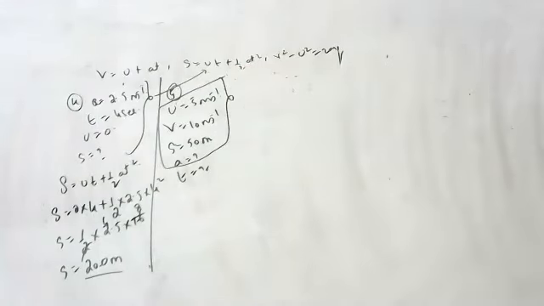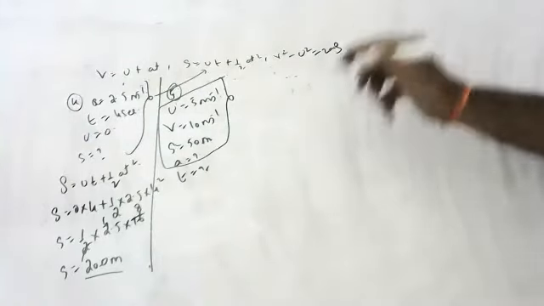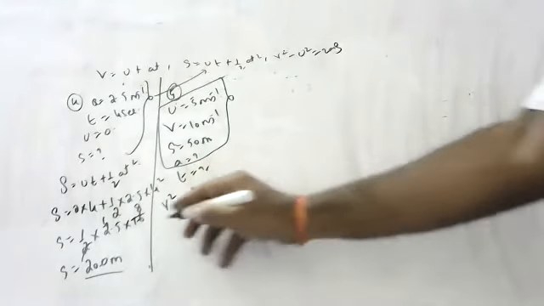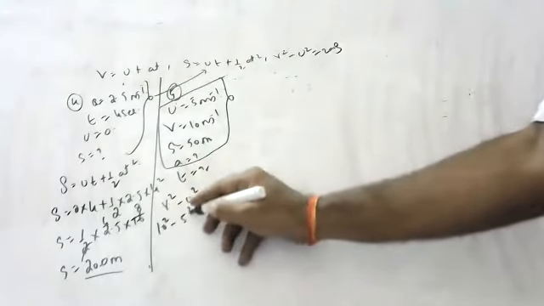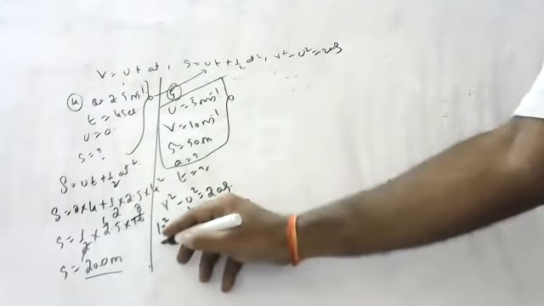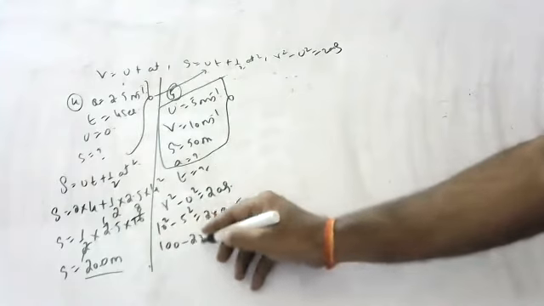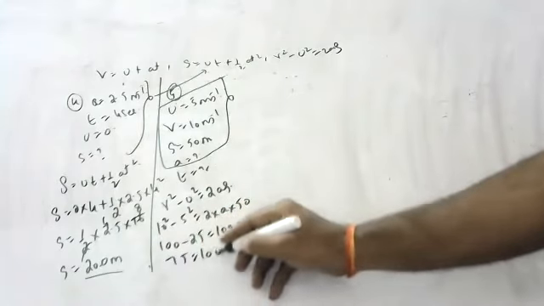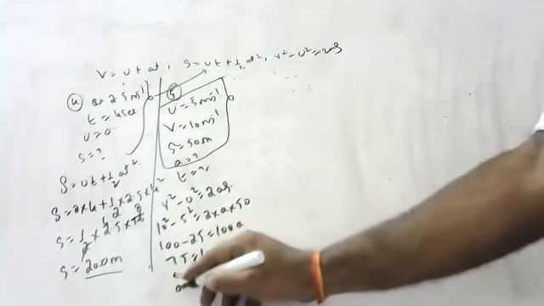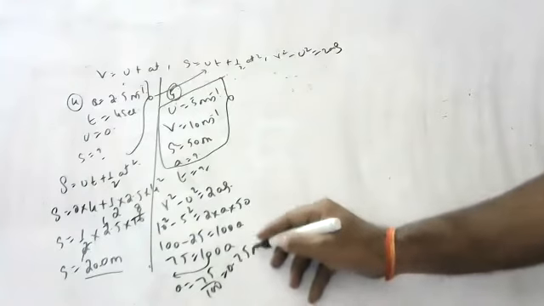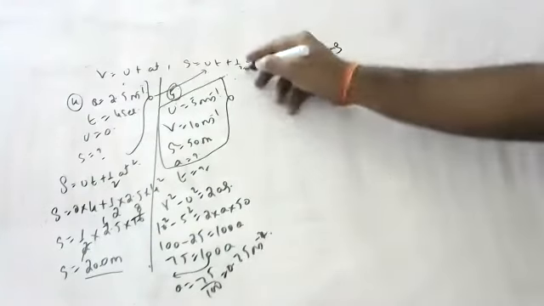V square minus U square is equals to 2as. 10 square minus 5 square is equals to 2 into a into 50. 100 minus 25 is equals to 100a. 75 is equals to 100a. So a is 0.75 meter per second square.